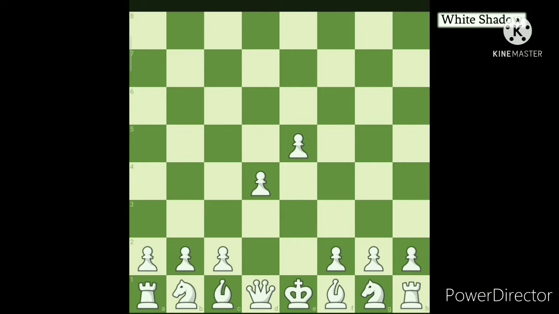Pawn is the only piece that can't move backward, and there are 8 pawns on both the sides.